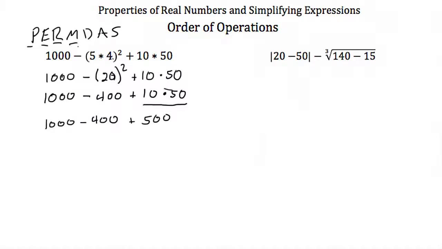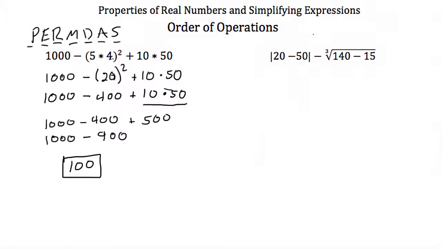So we're done with our multiplication. Next you would do division, but we don't have any in this expression. So next you do addition. So 400 and 500. So we'd get 1,000 minus 400 plus 500 is 900. And then lastly we have subtraction. 1,000 minus 900 is 100.